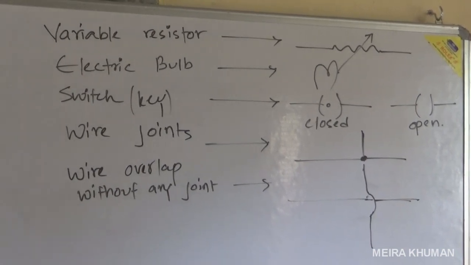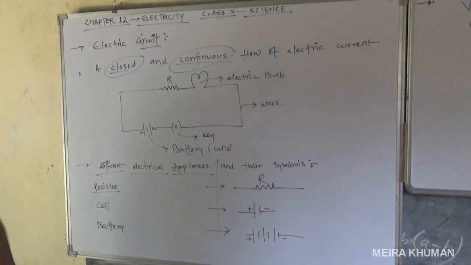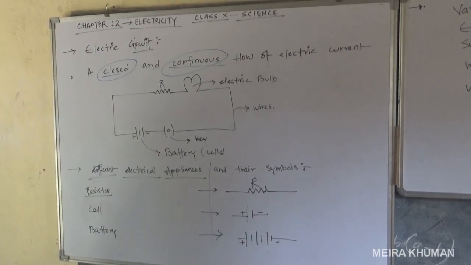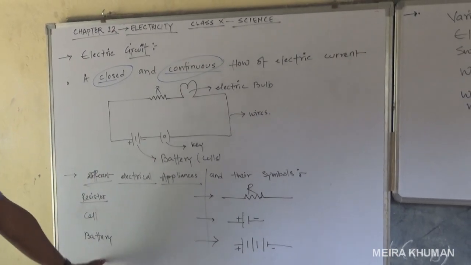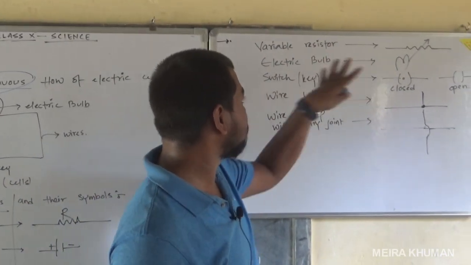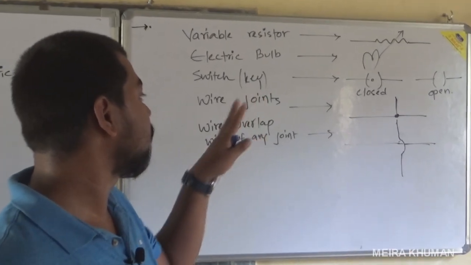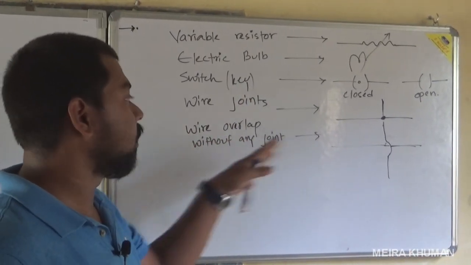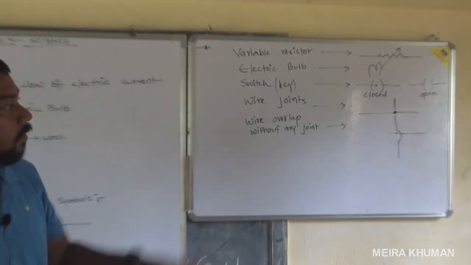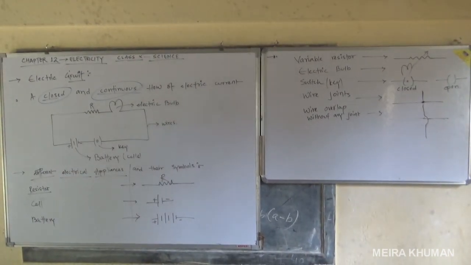So let us go through all of these components once. This is a resistor and the symbol for resistor is this one. This is an electrical cell. This is the symbol for electric cell. This is a battery, which is simply the combination of different electric cells. This is a variable resistor. This is an electric bulb. This is a switch. This is wire joints. This is wire overlapping each other without any joint. Clear? All these basic stuff we will keep in our mind for our upcoming topics.